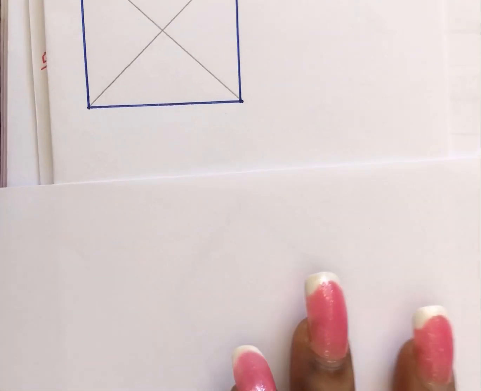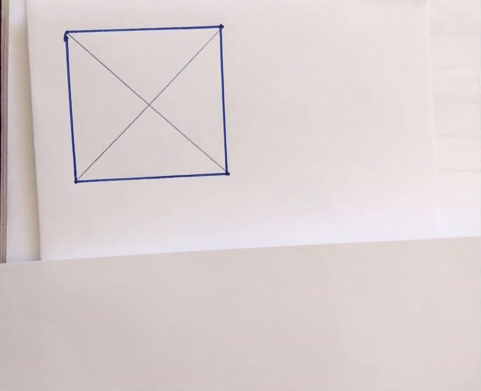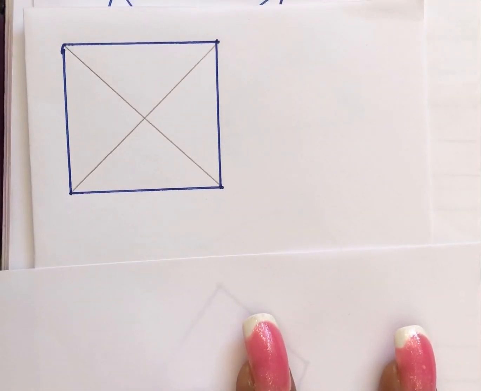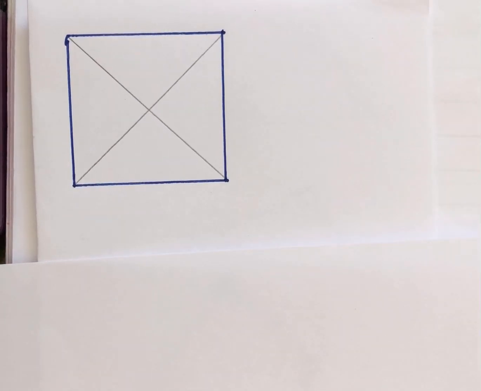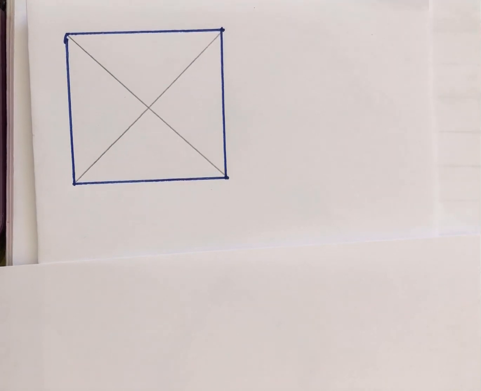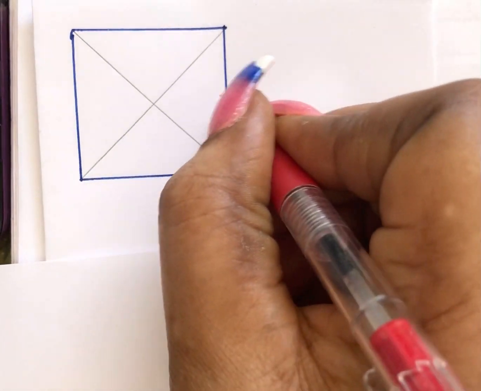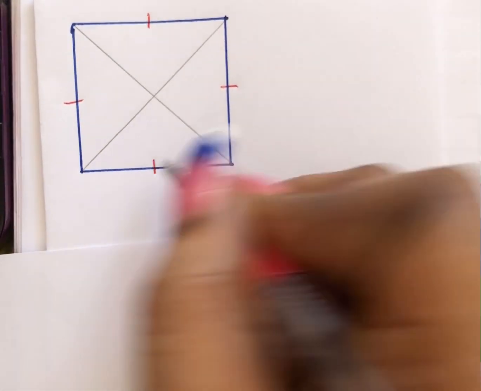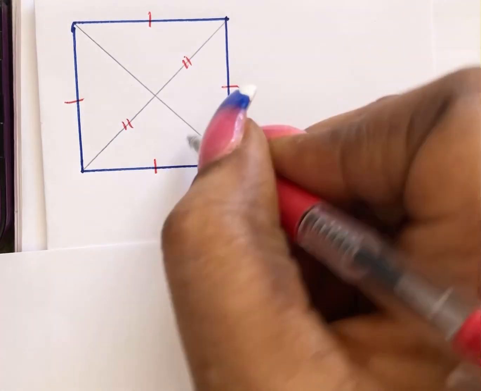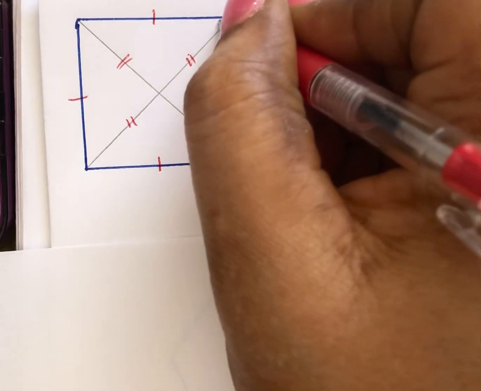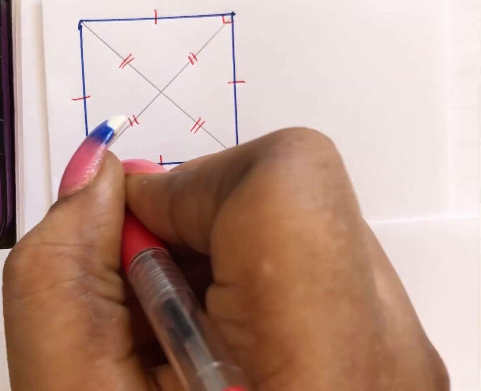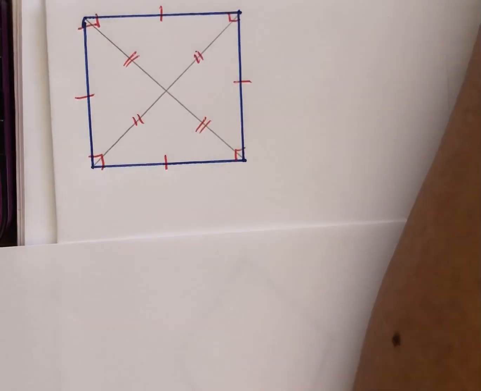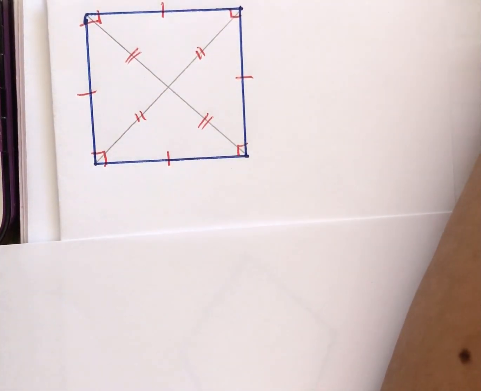Let us look at another quadrilateral. Good. This particular quadrilateral has 4 equal sides and 4 equal angles.